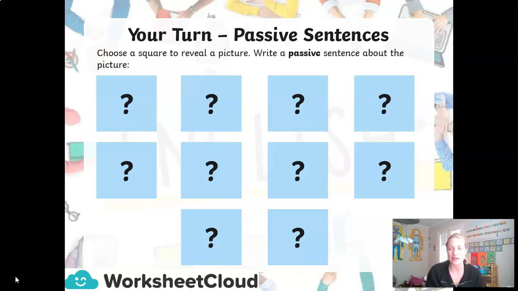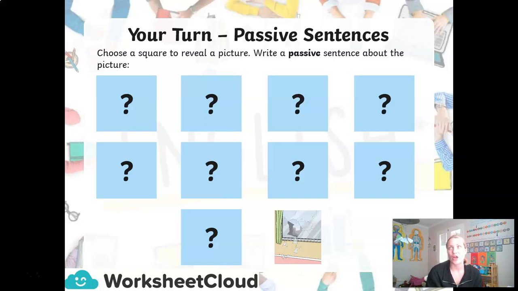This time I'm only going to give myself 2. I'm going to choose 2 tiles and I'm going to give you my passive sentences for those 2 images, and then I'm going to give you 3 for your own to do in your books. All right, which one shall I go? Let's go for the bottom one now. Okay, so that is a broken window.